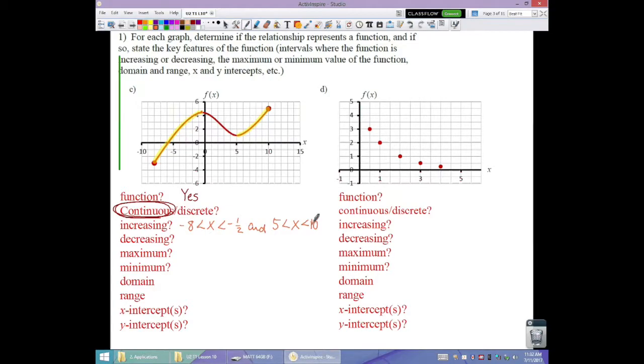It decreases in between those, so it decreases here. That is from the -1/2. Whoops. We don't want to write with a highlighter. From -1/2 to 5.